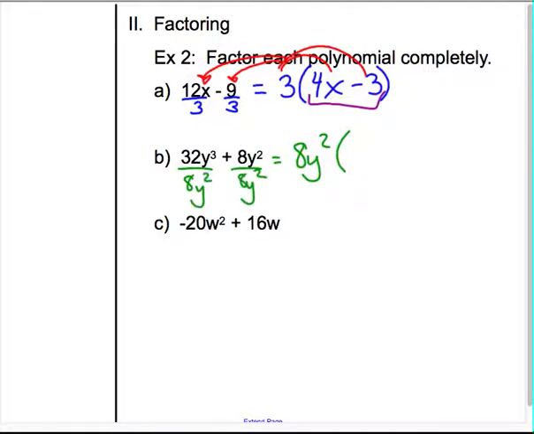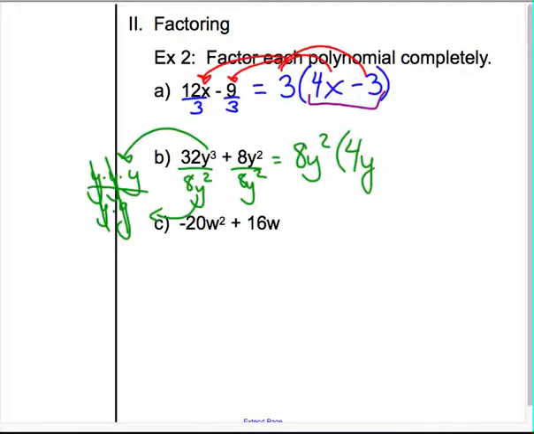32 divided by 8 is 4. And remember, when we divide powers, we subtract the exponents. So think about this y cubed as y times y times y, and my y squared is y times y. So 2 of them cancel, leaving me with y, or 3 minus 2 is 1.